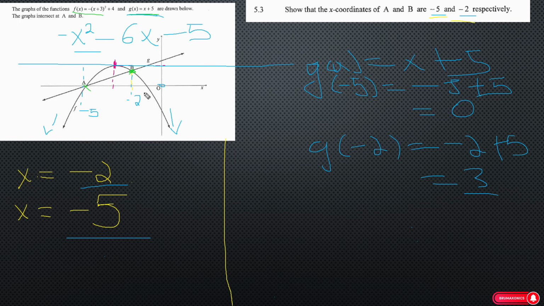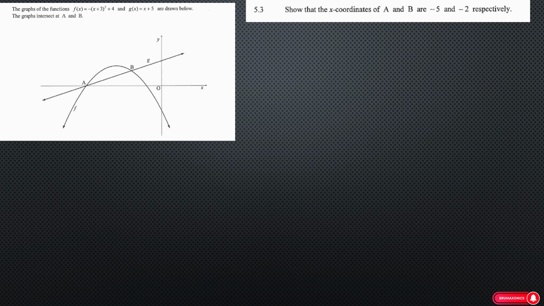So it means that at B we have -2 and 3. You see, so that will be your B. And as for A, you are going to get -5 and 0. Those are the coordinates that you should think about when you are dealing with such questions. It's very vital for you to understand how this works. Okay, so I'm going to rewrite our equation, which is -x squared minus 6x, then the negative of 5, because that's important for us to understand how everything works.